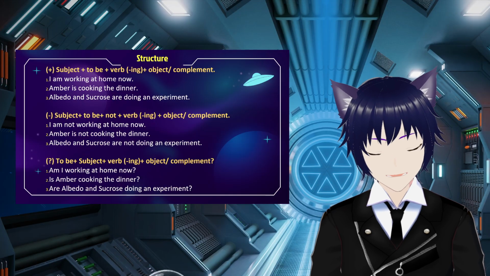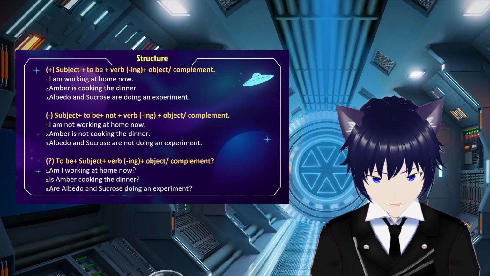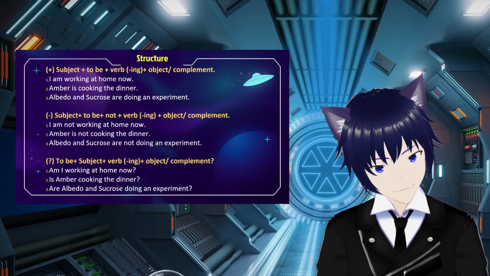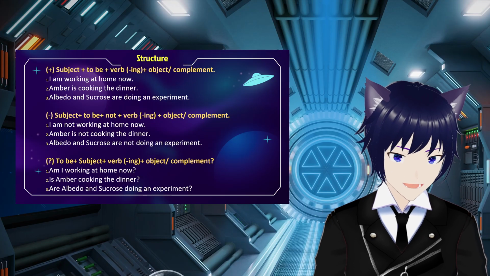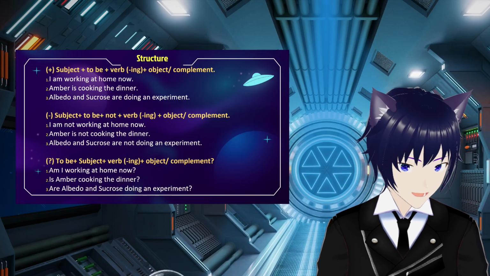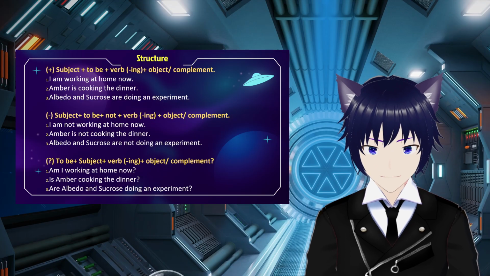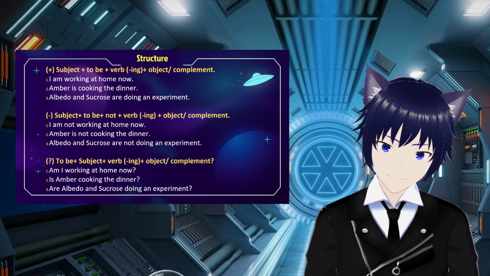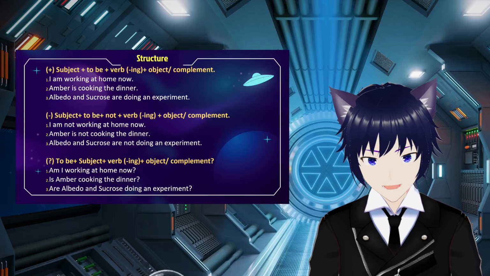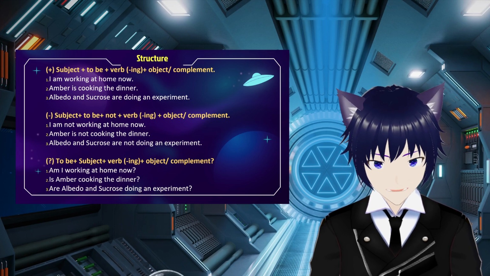And then we have the interrogative or questions. In this case, we begin with the to be first. Then we proceed with the subject. After that, we continue with the verb ing and end it with object or complement. For example, am I working at home now? Is Amber cooking the dinner? Are Albedo and Sucrose doing an experiment?